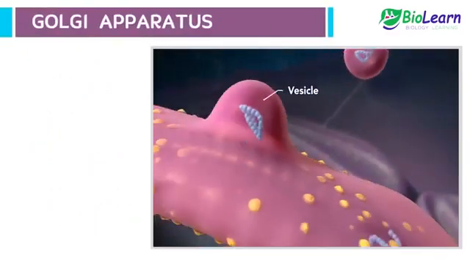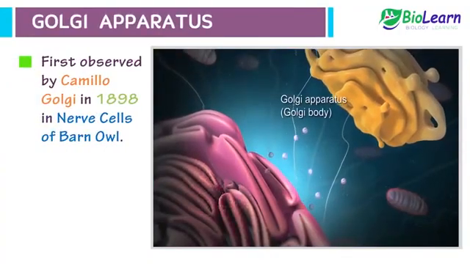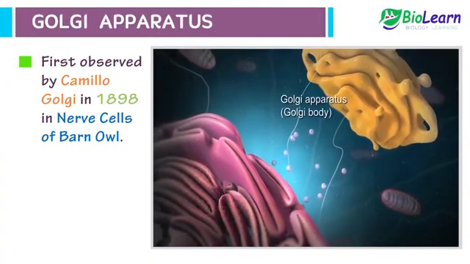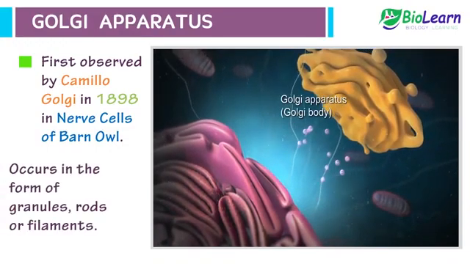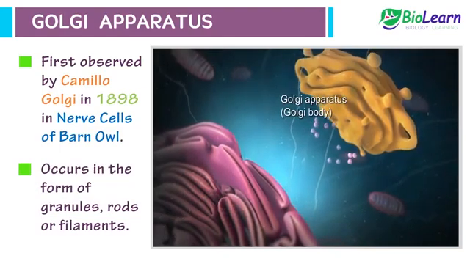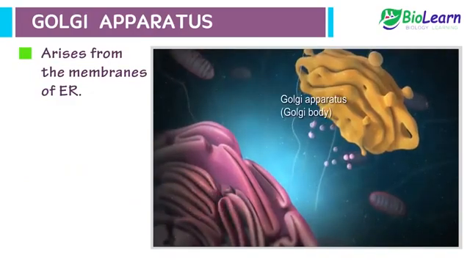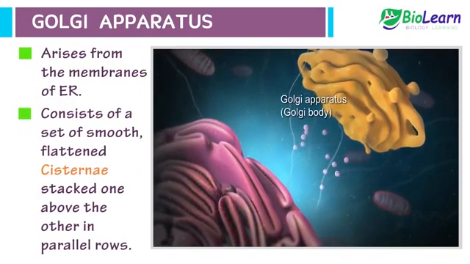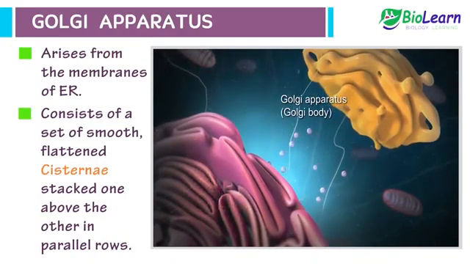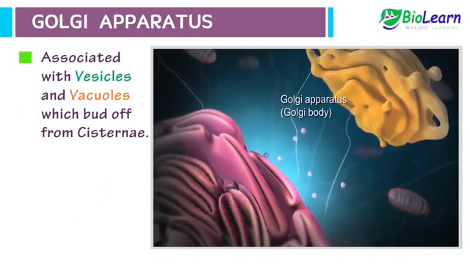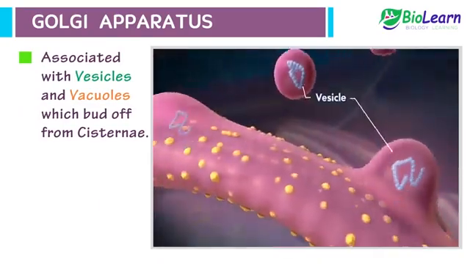The next prominent organelle is the Golgi apparatus. Golgi apparatus was first observed by Camillo Golgi in the year 1898 while studying nerve cells of barn owl. It occurs in the form of granules, rods, or filaments and arises from the membranes of endoplasmic reticulum. It consists of a set of smooth flattened cisternae stacked one above the other in parallel rows. It is associated with some minute vesicles and vacuoles which bud off from cisternae.